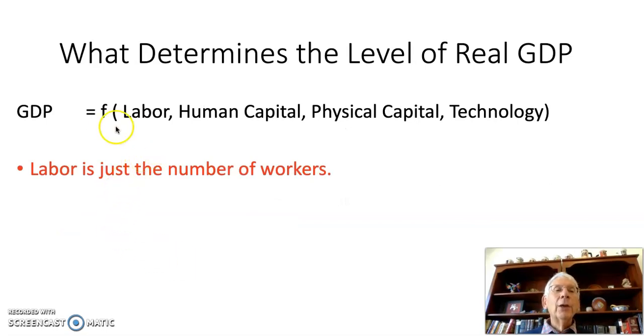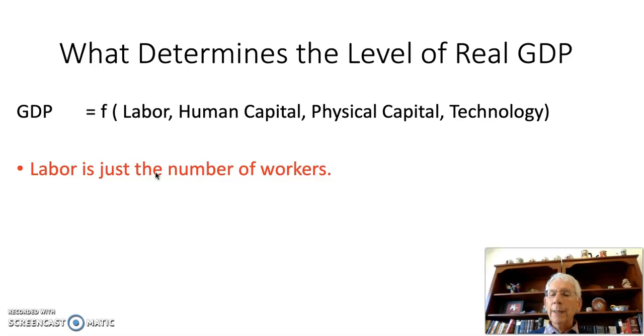So, when we talk about labor, that's just the number of workers. If a nation is able to increase the number of people working, they're going to have more GDP. If, on the other hand, the number of workers declines or the population declines, they're going to have less GDP. After World War II, Germany and Japan had suffered great losses. Their GDP fell in part because the number of workers they had gone down because people had perished in the war.